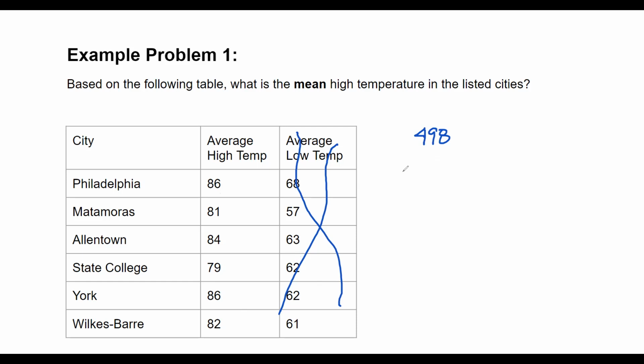So I encourage you to be doing this along with me to make sure you get the same numbers. Pause as necessary. How many values are there? 1, 2, 3, 4, 5, 6. There are 6 values, so we divide by 6. 498 divided by 6 gives us our mean high temperature of 83. Okay, let's move on to the next question.